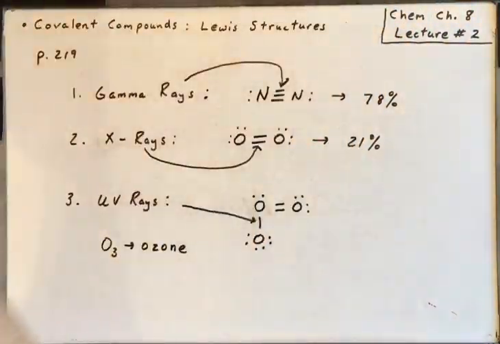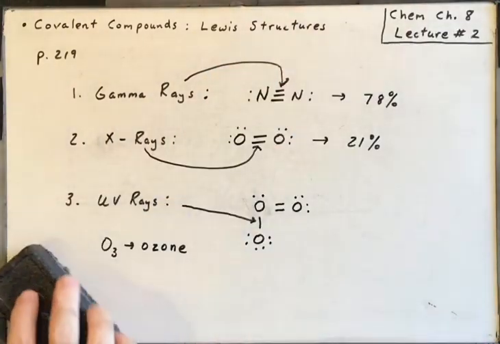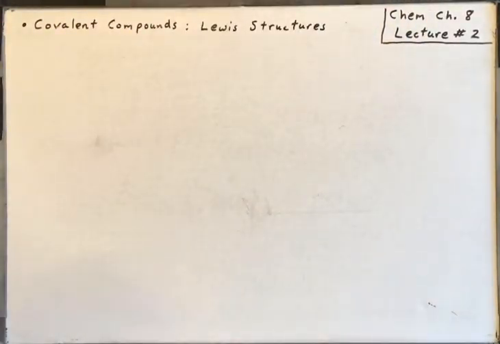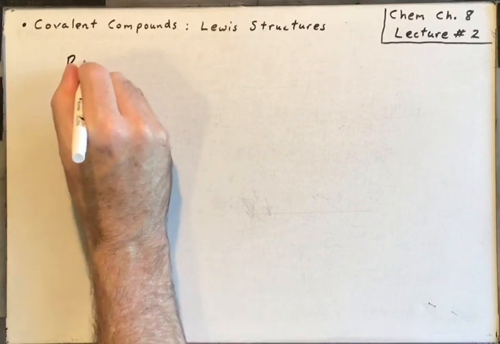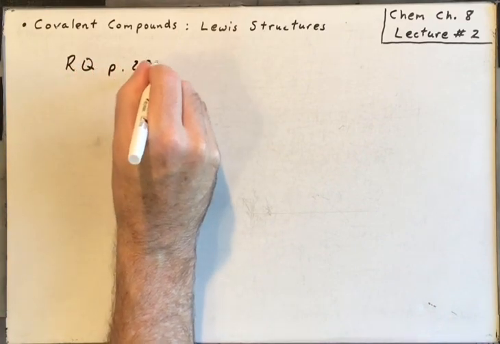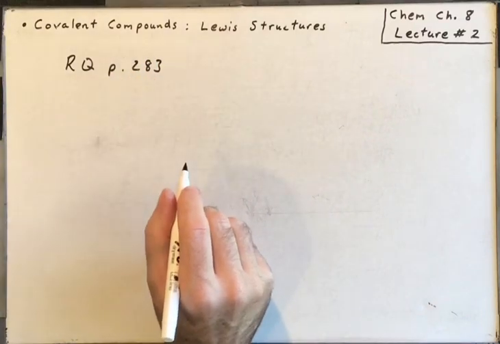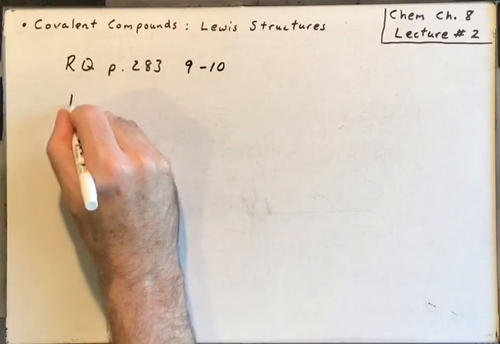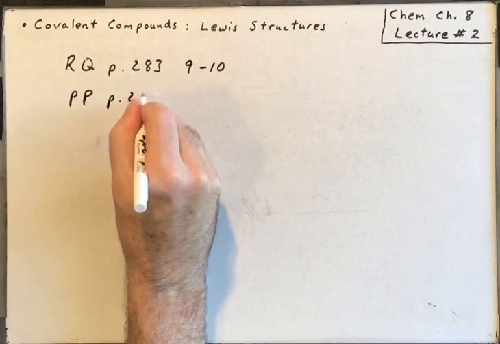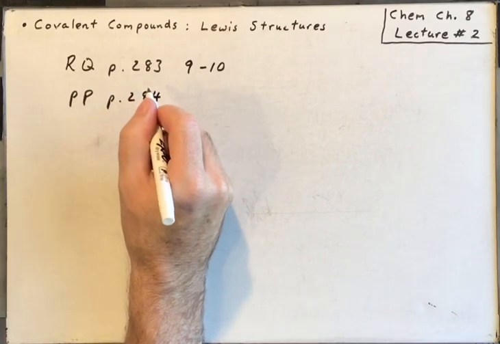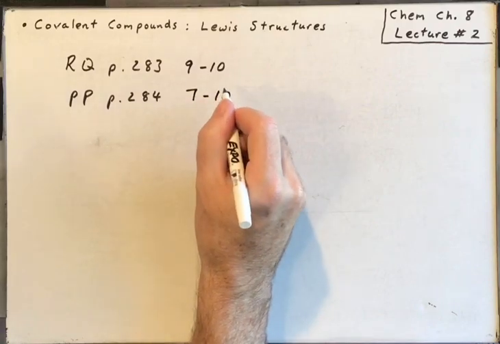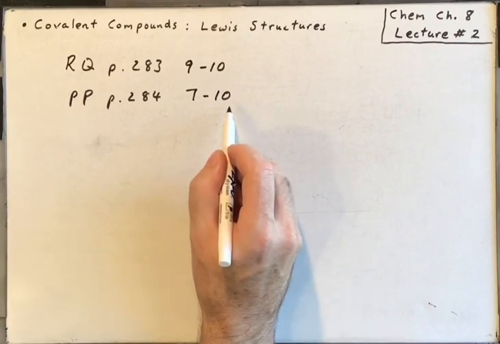Let's talk about the homework from Chapter 8. Really your homework is just to finish up. We have the review questions on page 283. You can finish those up by doing 9 and 10. And the practice problems from page 284, you want to finish those up by drawing. I don't think all of them are drawing, but 7, 8, and 9 appear to be. So do 7 through 10.